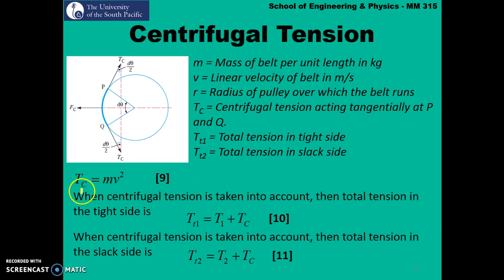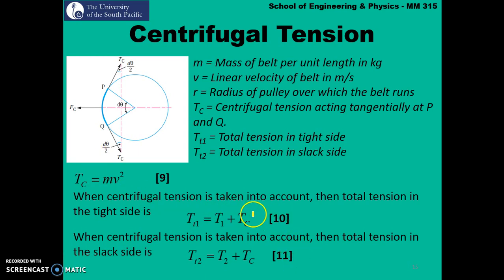The first thing that we need to look at is the formula for finding our centrifugal tension. Tc is equal to mv squared, where m is simply the mass of the belt per unit length in kg. We will find a way to find this mass. So your centrifugal tension Tc is mv squared. Let's look at expressions 10 and 11.